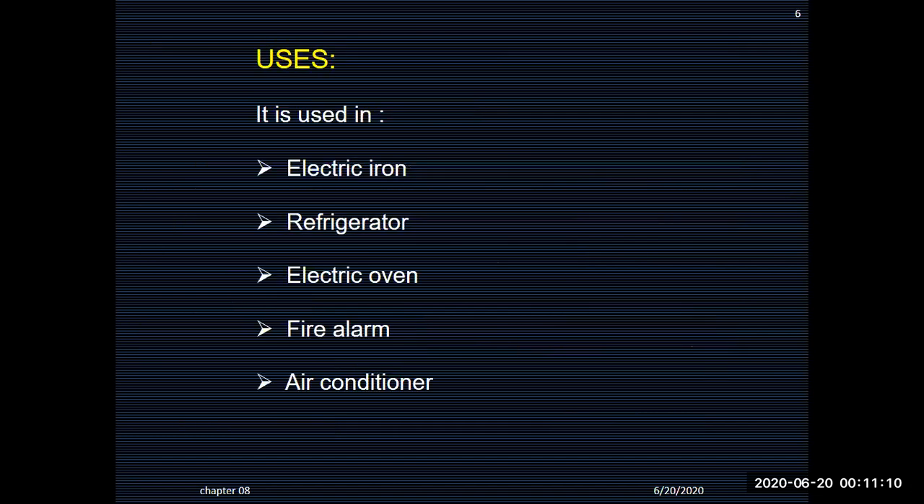It is used in the electric iron. Bimetallic strips are used in electric irons, refrigerators, electric ovens, fire alarms, and air conditioners. These are some of the areas where the bimetallic strip is used, and it must be clear in your mind where it can be used.